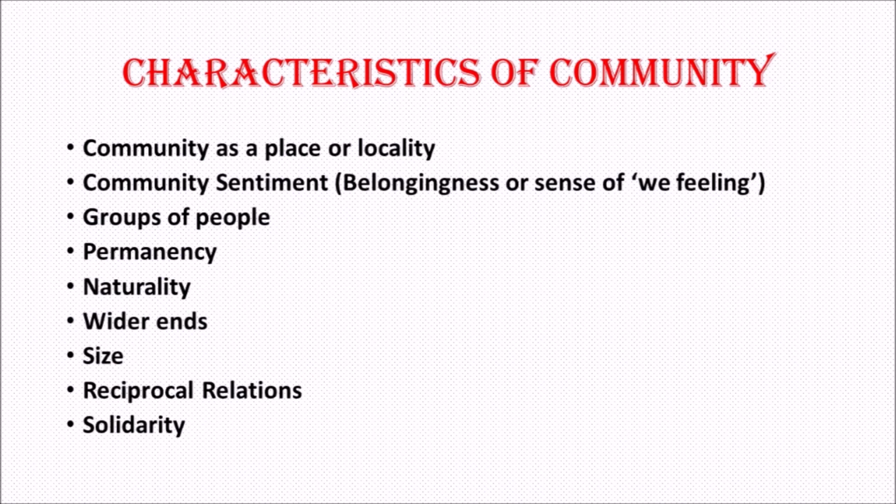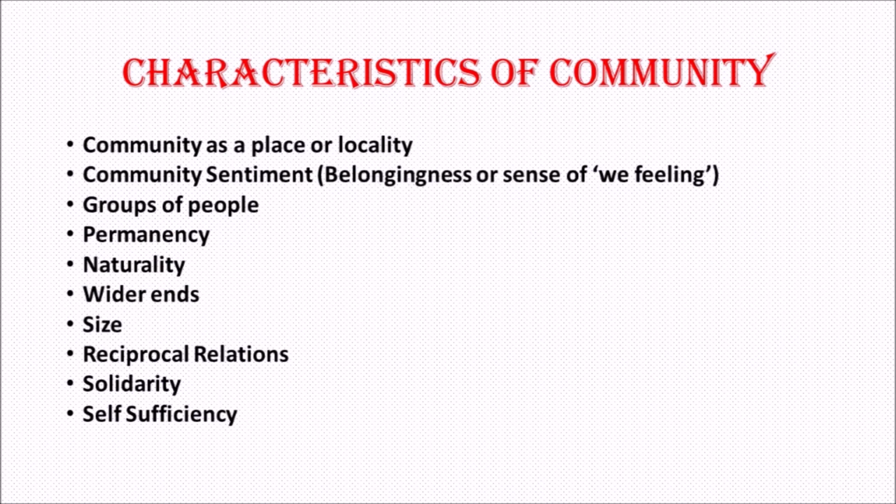Next one is solidarity. Depending upon unity and cohesiveness among the members of community, the community is said to be solid or weak. The next one is self-sufficiency. The community provides all such means and facilities which help in meeting the basic needs of its people, such as housing, water, social system, political system, transport, production and consumption of goods, etc.